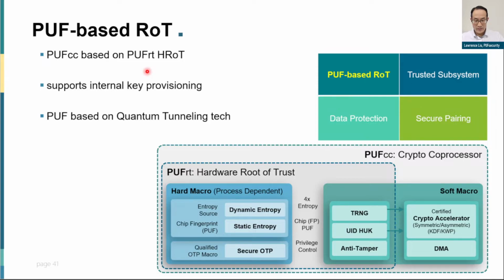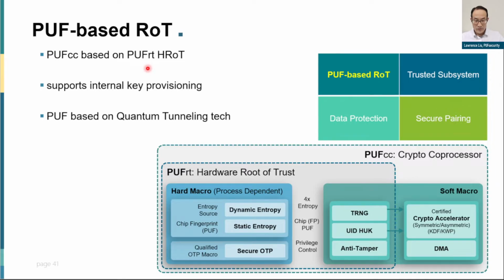A PUF-based root of trust supports internal key provisioning for the creation of unique IDs, HUKs, without the need to rely on traditional key provisioning methods. Internal key provisioning removes the need for a hardware secure module and secured cleanroom environment, which is traditionally used for key provisioning, which saves on associated costs.